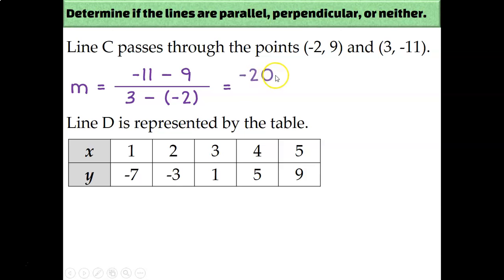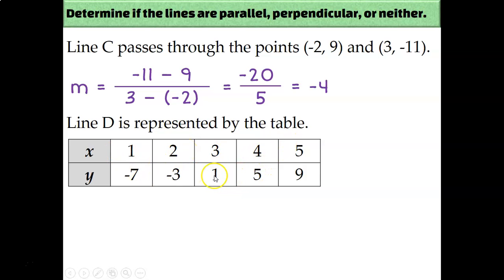So simplifying, I have a negative 20 on top, and I have a positive 5 on the bottom, and that would reduce to negative 4. So the slope of line C is negative 4. To determine if line C and D are parallel or perpendicular or neither, I need to figure out the slope of line D as well.